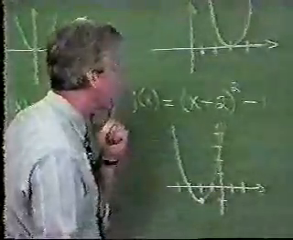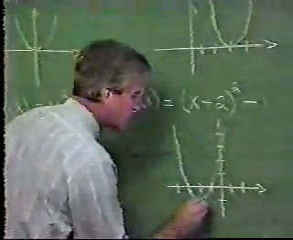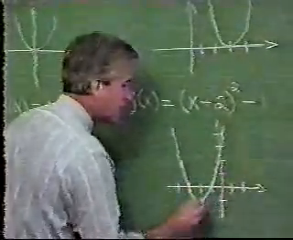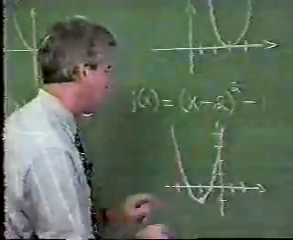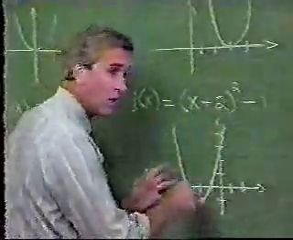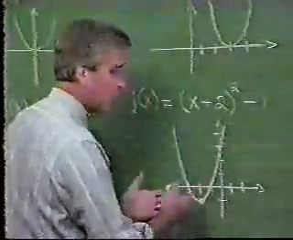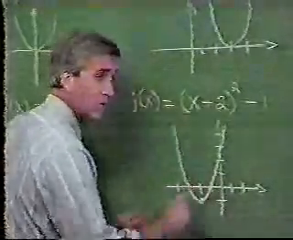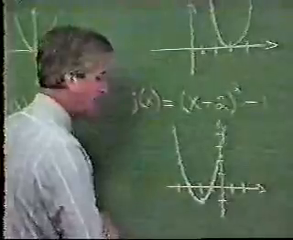Now with parabolas, we have been referring to this point as the vertex. If the parabola opens up like this, then the vertex will be the lowest point on the graph, a minimum, you see. And if, of course, it opens downward, it would be the maximum point on the graph.